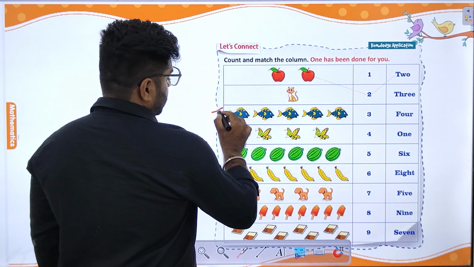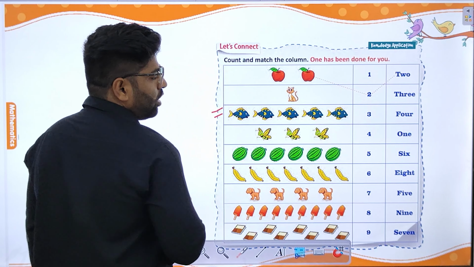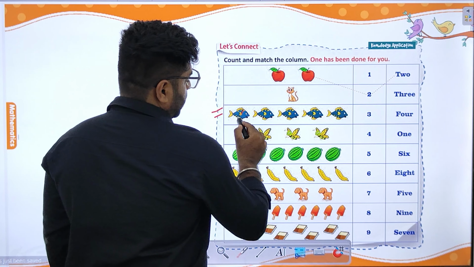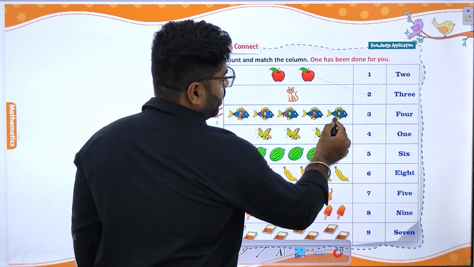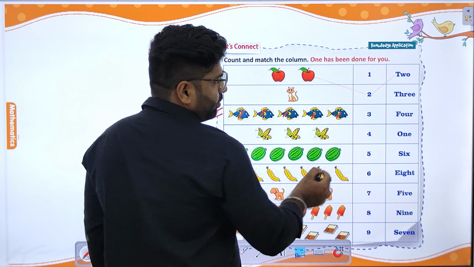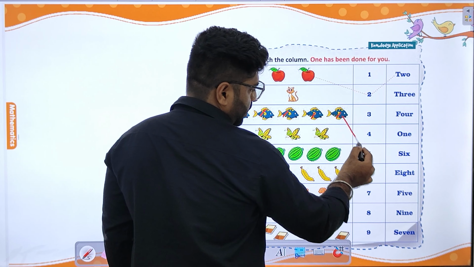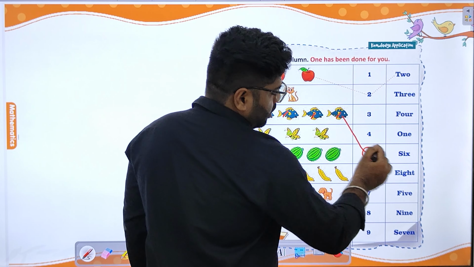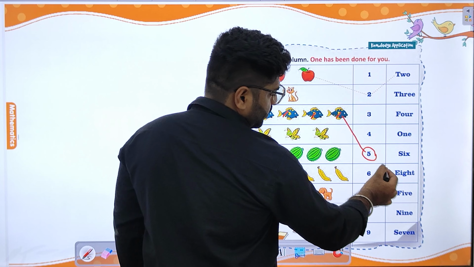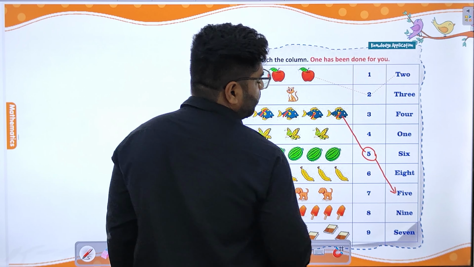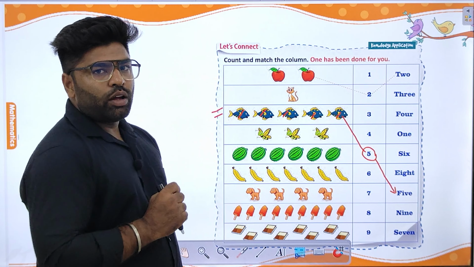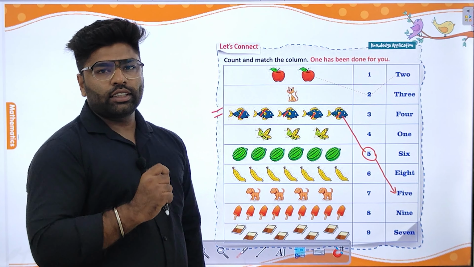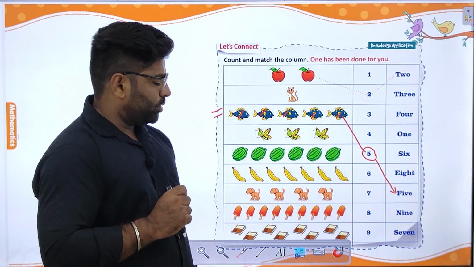We will pick this fish part. Let's count how many fishes are there. One, two, three, four, five. Have you seen number five? Here we are having this one. And have you seen number name 5? Here we are having 5. So in this way, you have to just count and connect these number and number names.